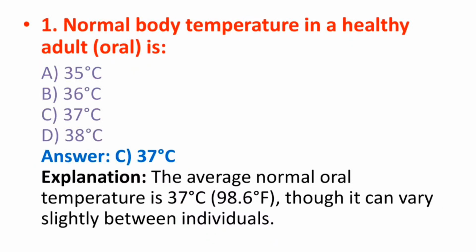Normal body temperature in a healthy adult (oral) is: option A, 35 degrees Celsius; option B, 36 degrees Celsius; option C, 37 degrees Celsius; option D, 38 degrees Celsius. The correct answer is option C, 37 degrees Celsius. The average normal oral temperature is 37 degrees Celsius, that is 98.6 degrees Fahrenheit, though it can vary slightly between individuals.